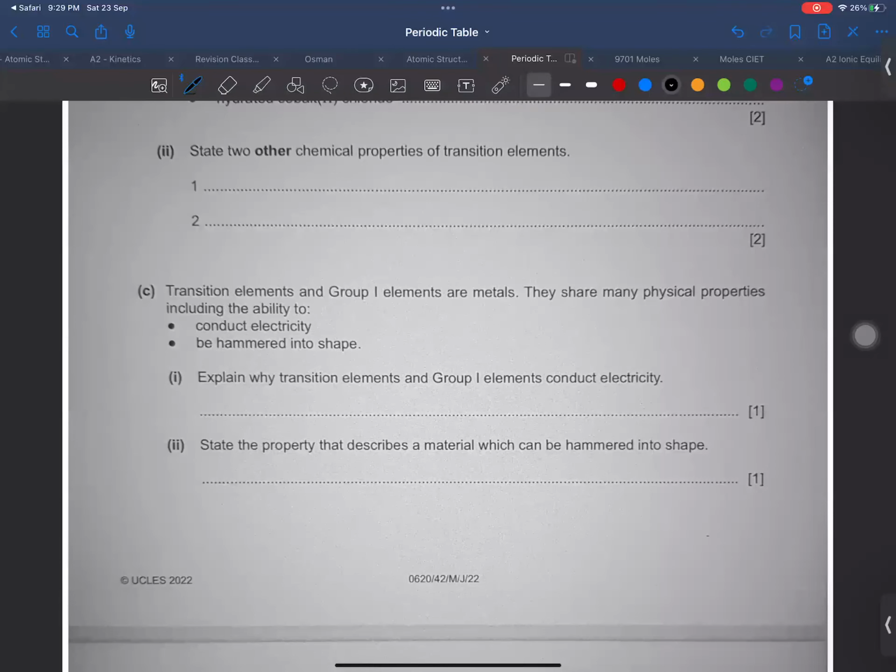Now here we have question number 2, and we are going to start with part 2 because we know that part 1 is not part of the periodic table. So, state two other chemical properties of transition metals. Why are they saying "two other"?